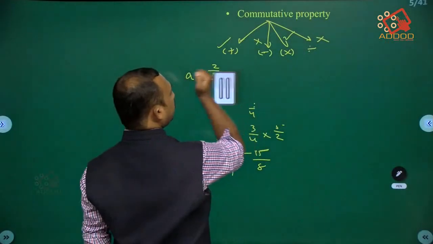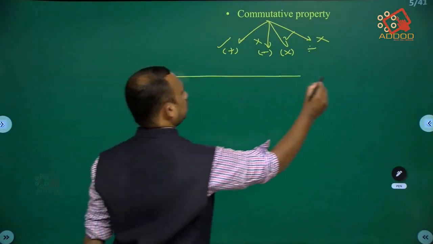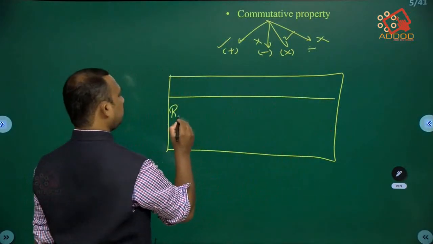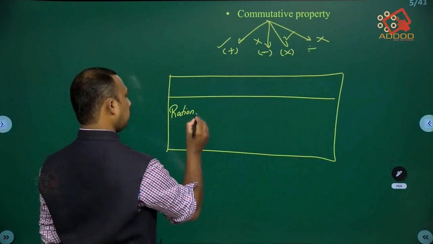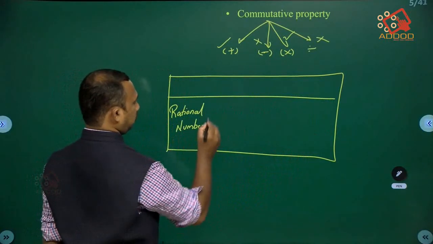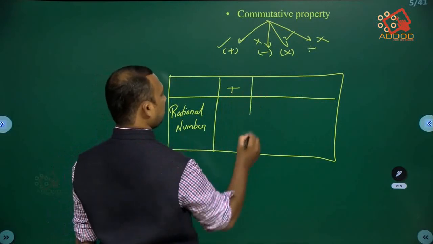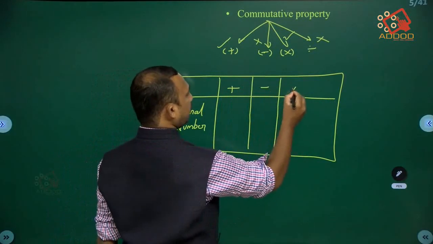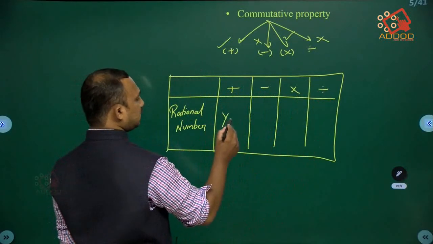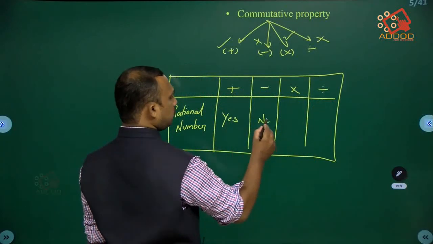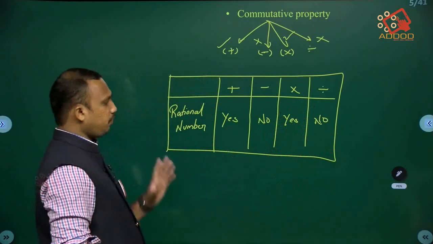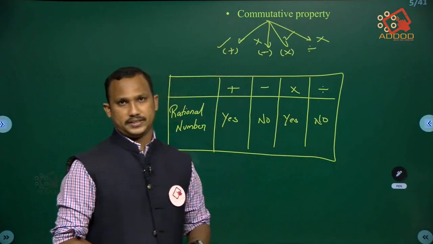So now just see the tabular column. Rational numbers: addition, subtraction, multiplication and division. So for the commutative property, addition is yes, subtraction no, multiplication yes, and division also no. Okay, we did these 4 properties. Understand up to here?